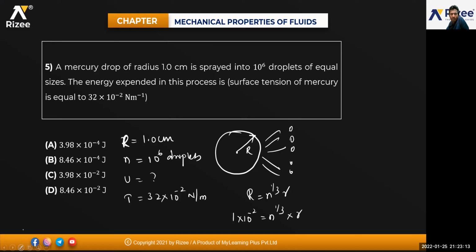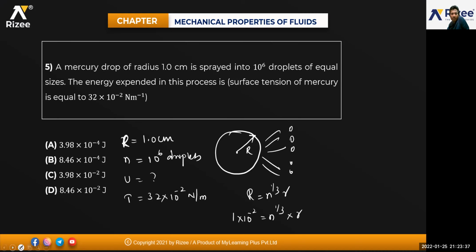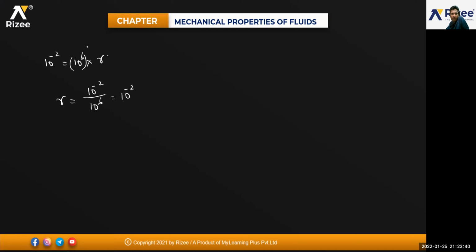So 10 to the power of minus 2 is equal to 10 to the power of 6, to the power of 1 by 3, into small r. So small r is equal to 10 to the power of minus 2 divided by n to the power of 1 by 3, that is, 10 power 6 to the power of 1 by 3. That will come out as 10 power minus 2 divided by 10 power 2, so that is 10 power minus 4 meters.